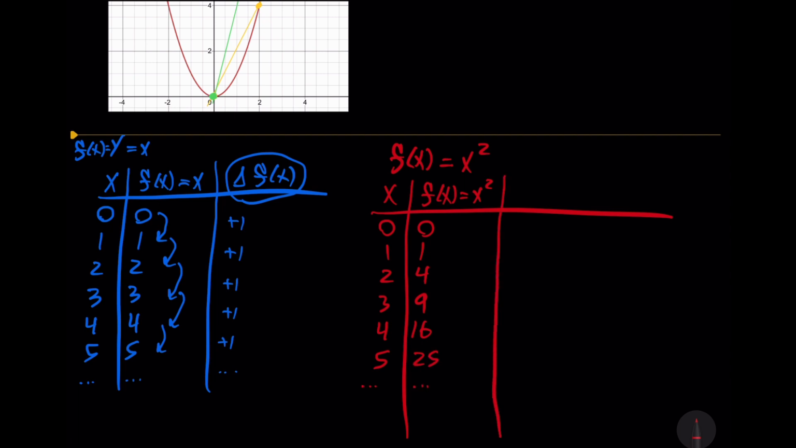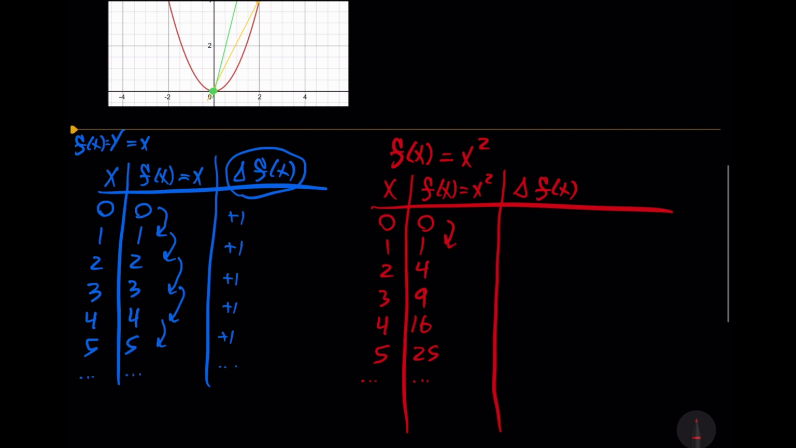And once again, let's think about delta f of x. So what's the change here? From 0 to 1, that's just a plus 1. 1 to 4, well, that's a plus 3.